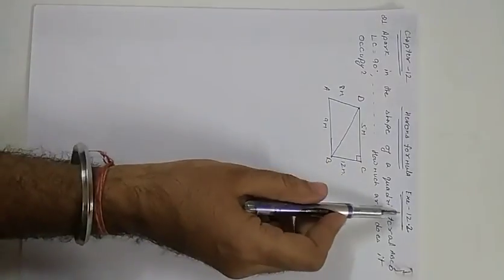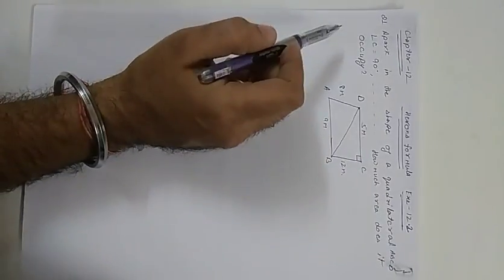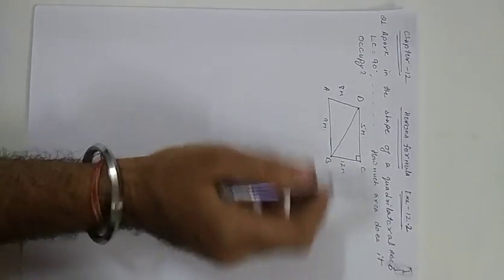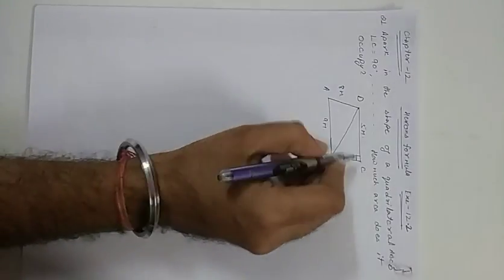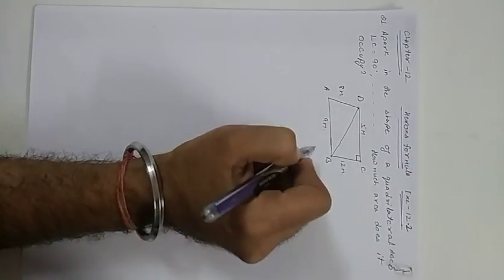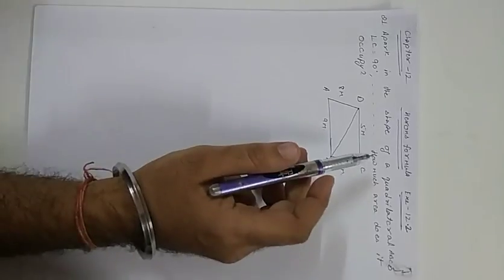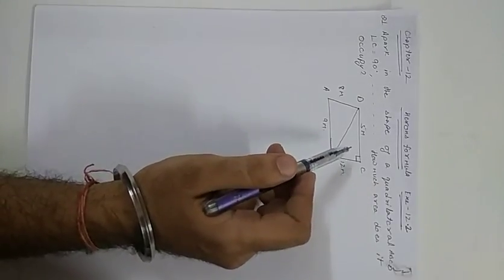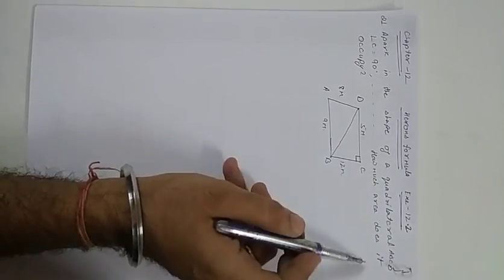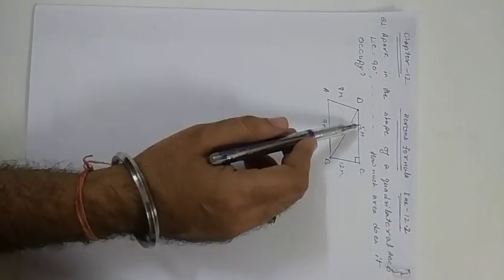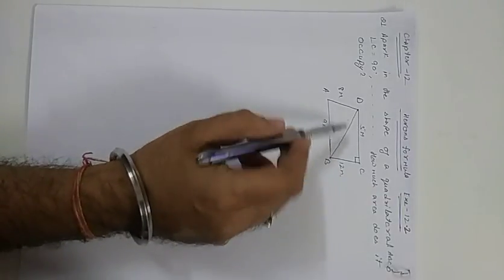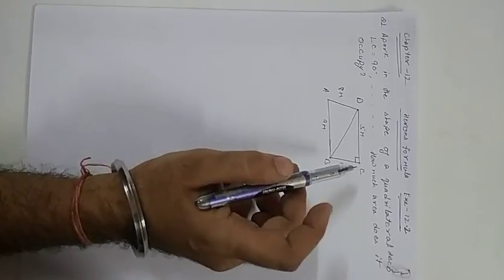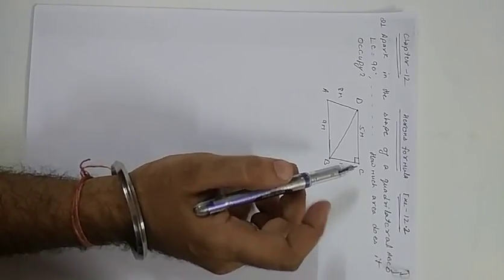Today we are going to discuss chapter 12, Heron's formula, example 12.2, question number 1. A park in the shape of a quadrilateral ABCD, angle C equals 90 degrees. This angle is what? 90 degrees. I am telling you the question: how much area does it occupy? So this is the question. We have to solve this question. So how do we solve this question?